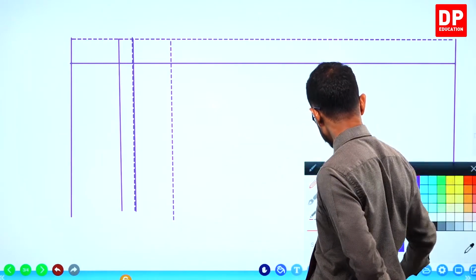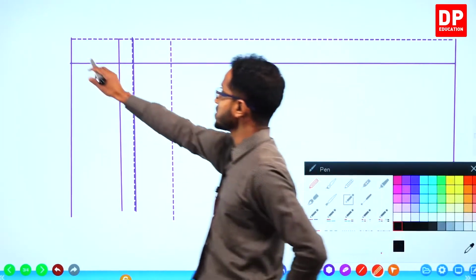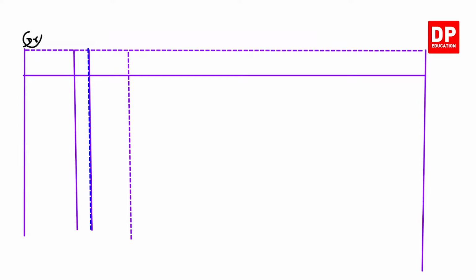Let's name the debit side. Debit side, received column. Then ledger folio. Then date. All right. Received column, ledger folio column, date column. Onto the credit side now.